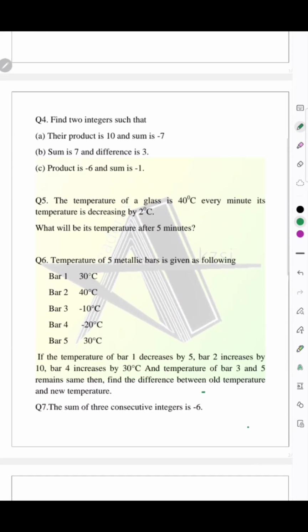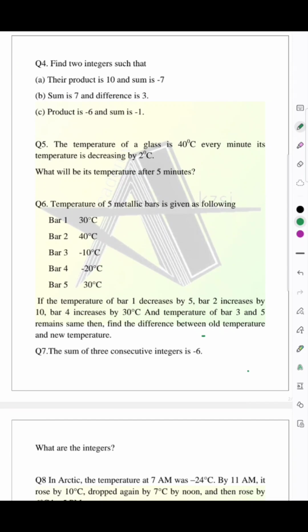Moving on to question number 4. Find two integers such that, and let me do part B and C. This type of question I have already explained when I was doing the theory. We have to think of two numbers. Their sum is 7 and difference is 3. So sum is 7, difference is 3.